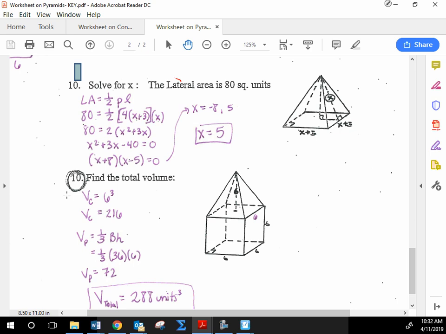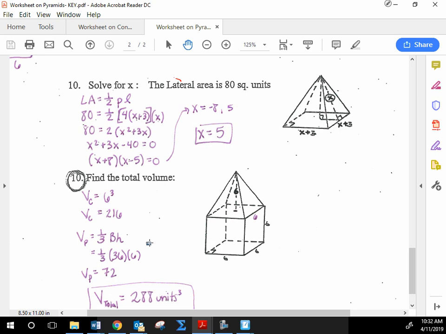Alright, so our second number 10 says find the total volume. We need the volume of the top, the volume of the bottom, and add them together. The volume of the top is a pyramid: 1/3 area of the base times height. My area of the base is 6 times 6, my height is 6. The volume of the bottom is a prism: area of your base times height. My area of my base is again 36, my height is 6, so 36 times 6. You just add them together.